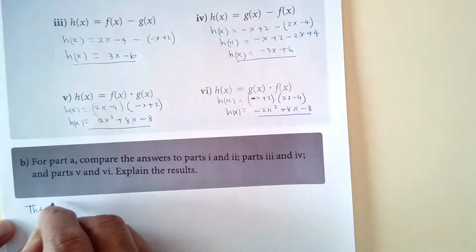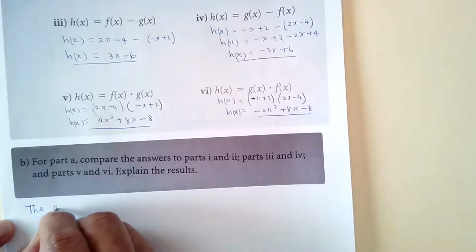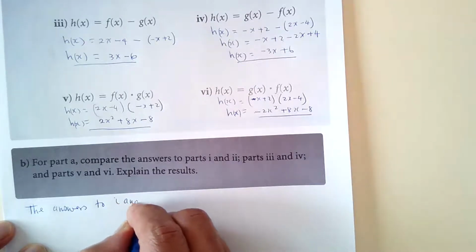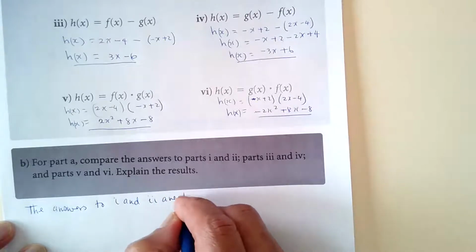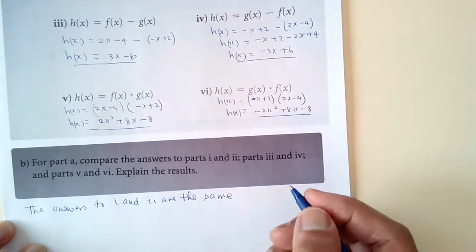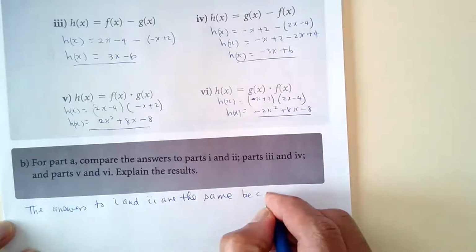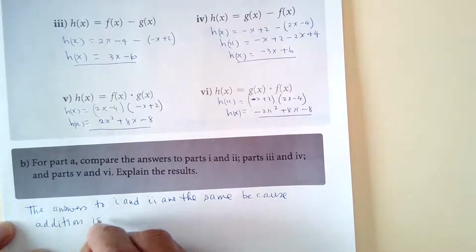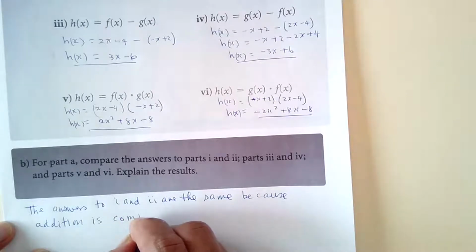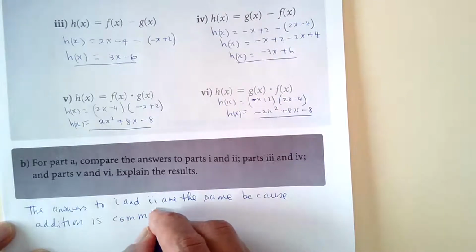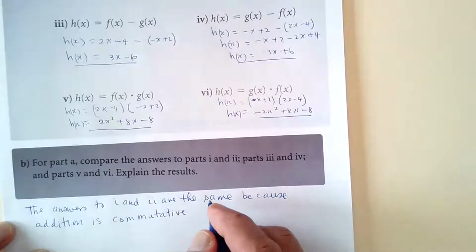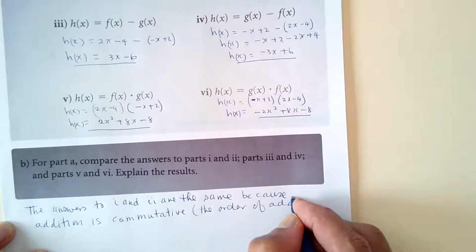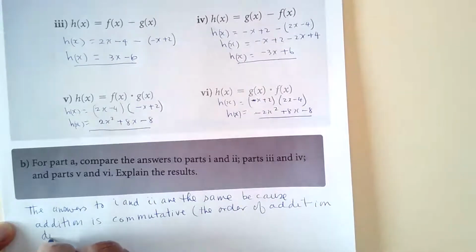So let's look at it. So for the answers to part A, 1 and 2 are the same because addition is, and the word we use here is commutative. The order of addition doesn't matter.